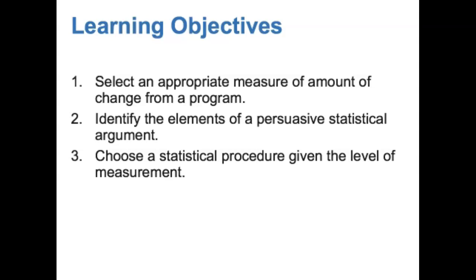Overall, I'm not too concerned with you memorizing the differences between chi-square tests and one-way analysis of variance or ANOVA for nominal by interval data. However, I want you to be able to select an appropriate measure to capture change in a program, to be able to identify the elements of a persuasive statistical argument, and lastly, to choose a statistical procedure for your level of measurement.